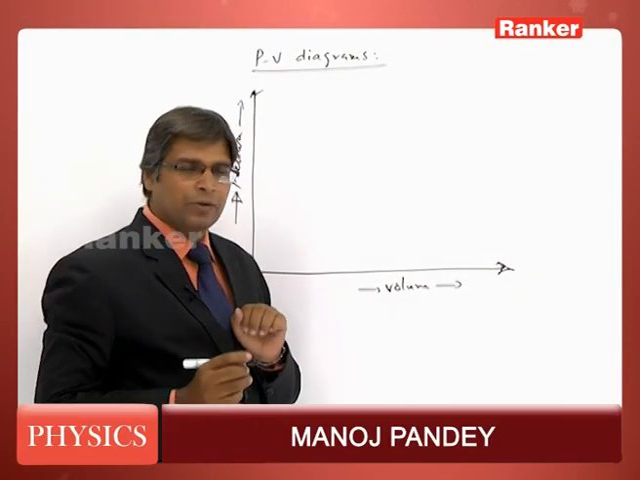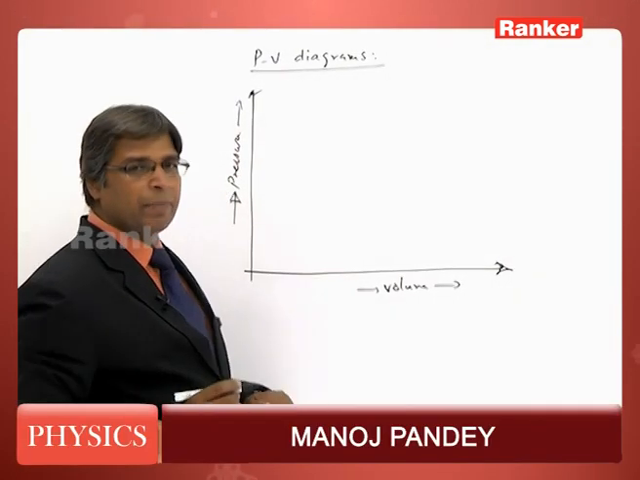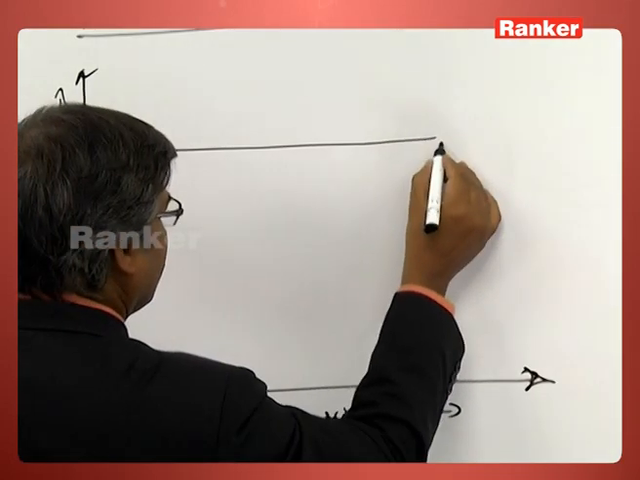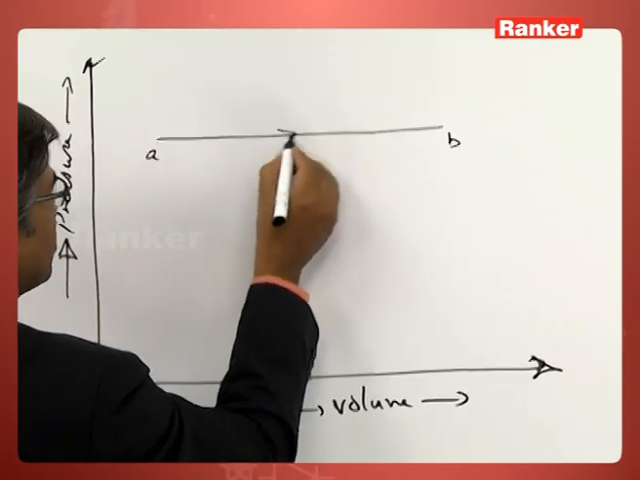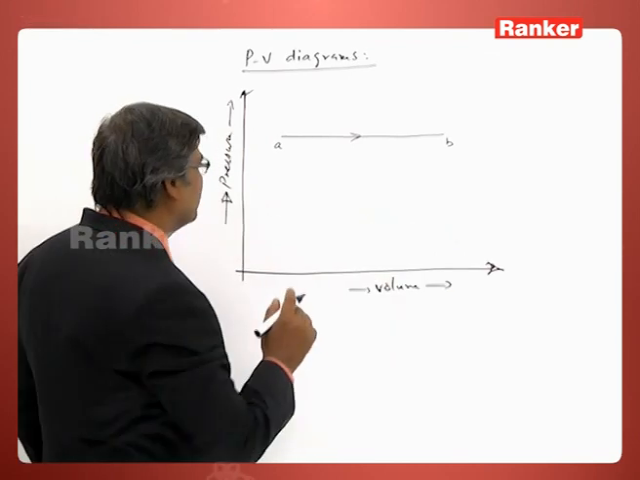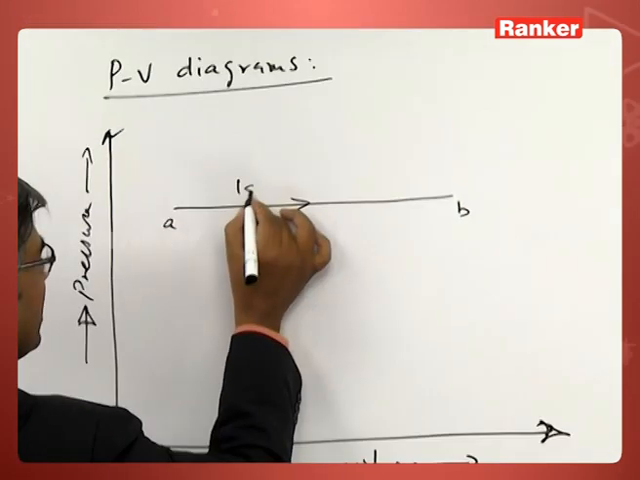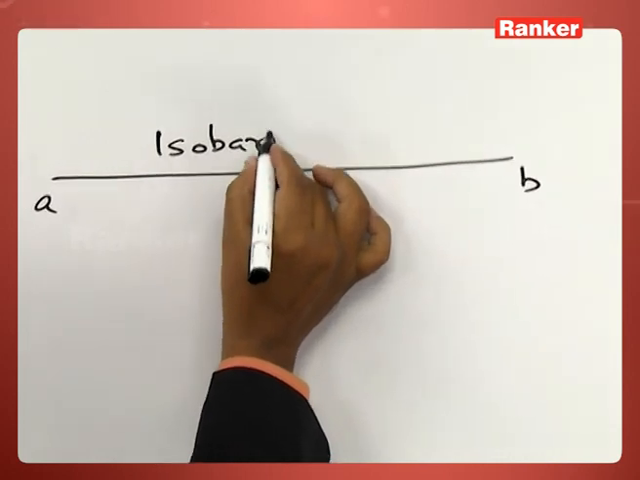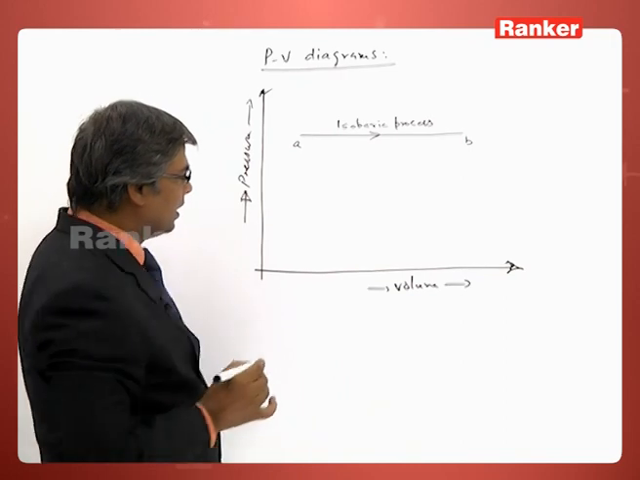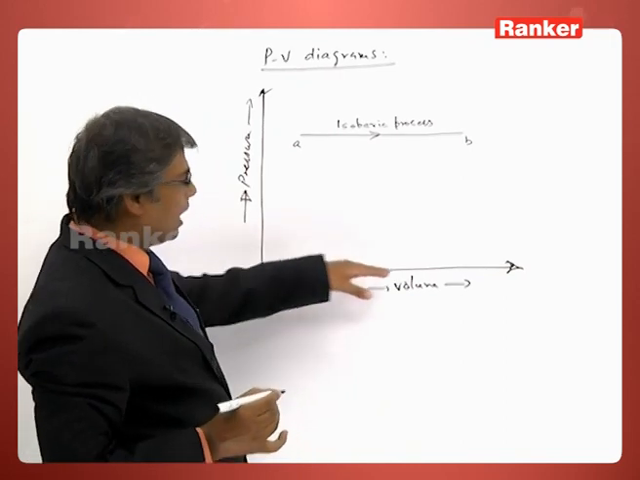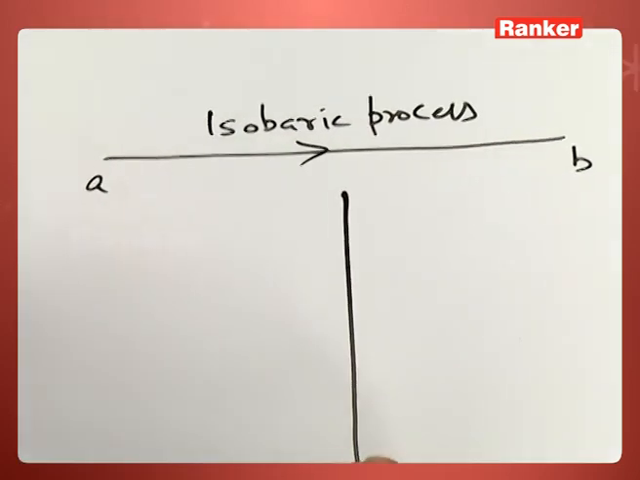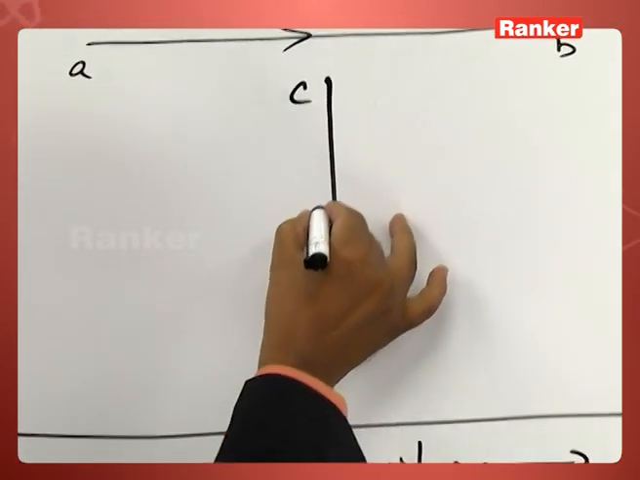So, now if pressure is kept constant, then the process is like this, A to B. In the entire process the pressure is constant and the volume is changing. So, this process is named as isobaric process.